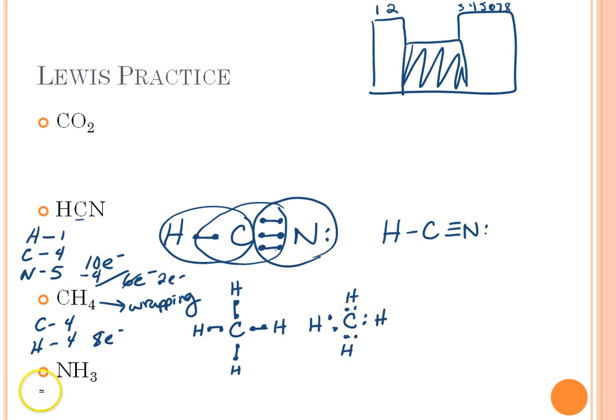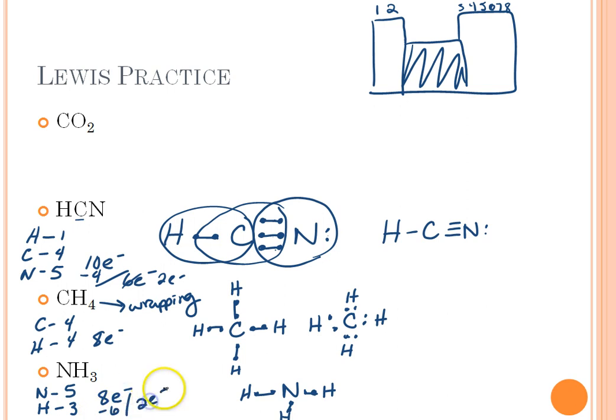Let's try NH3. Nitrogen should have 5 valence electrons. Hydrogen would have 1, but we have 3 of them, so it would be 3. So this would be 8 valence electrons total. Now, again, hydrogen's very good with wrapping, so let's go ahead and put nitrogen in the center. And now I'm going to first make my covalent bonds with my other 3. So this will be 1, 2, 3. So that's 2, 4, 6 electrons.